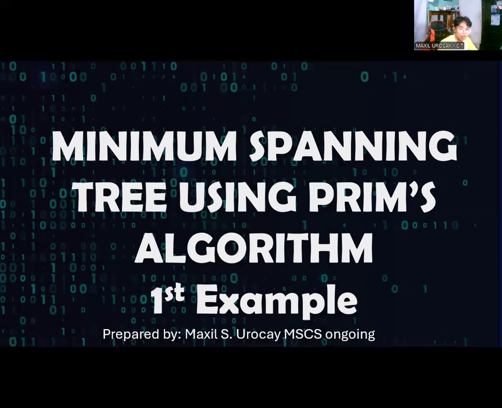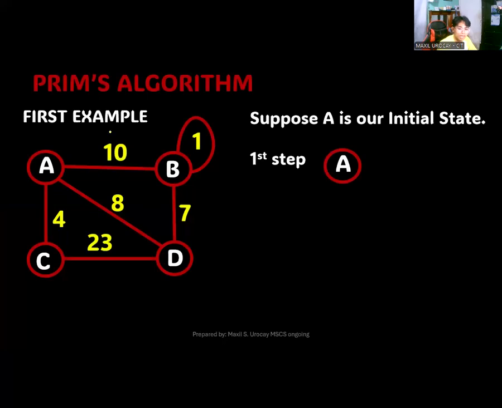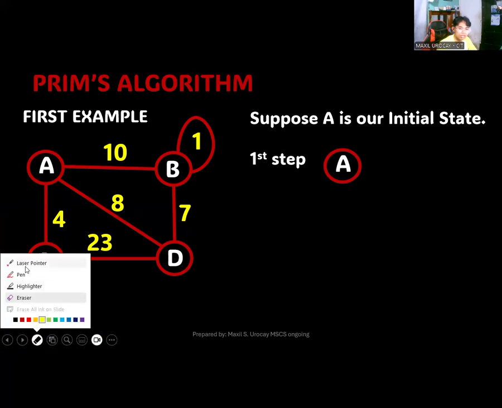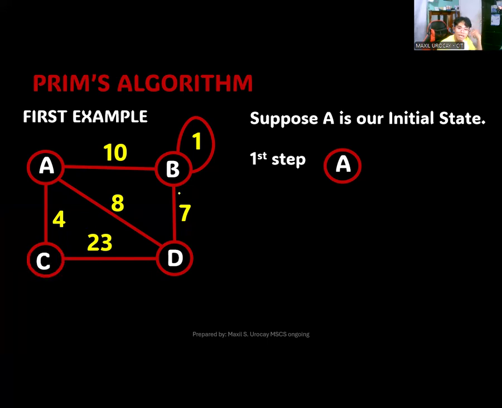So first, we will begin to do the minimum spanning tree using Prim's algorithm with our first example. I actually have two examples for a minimum spanning tree using Prim's algorithm. Now, our focus is minimum spanning tree. So the first example is this one. Suppose that we have that kind of example right there. Our goal is to minimize that one. Since our arbitrary initial state, suppose that we are initializing using A as our initial state.